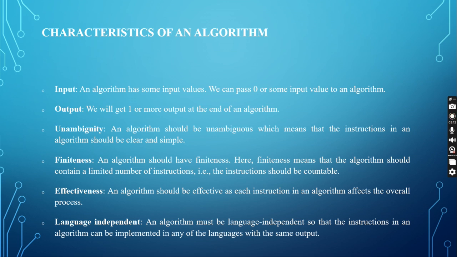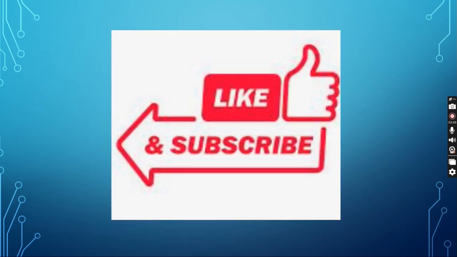Finiteness. An algorithm should have finiteness. Here the finiteness means that the algorithm should contain a limited number of instructions and the instructions should be countable. Effectiveness. The algorithm should be very effective as each of the instructions in the algorithm affects the overall process. Language independent. An algorithm must be language independent so that the instructions in an algorithm can be implemented in any of the languages with the same output.